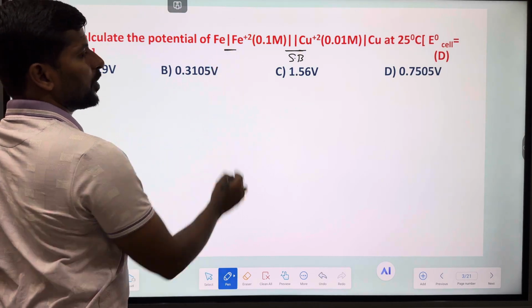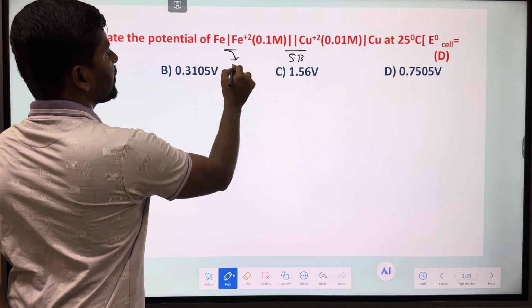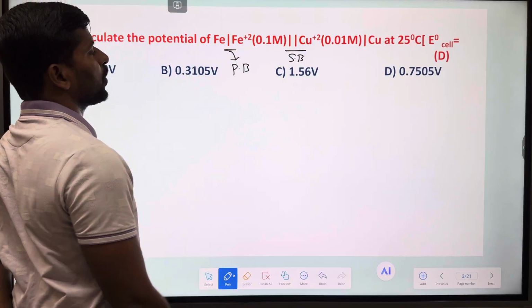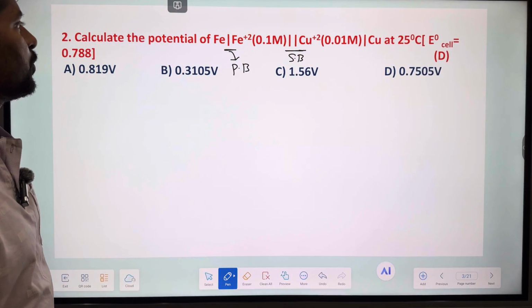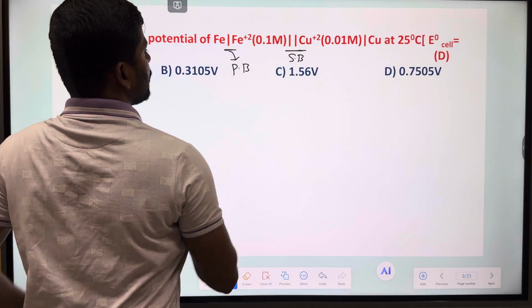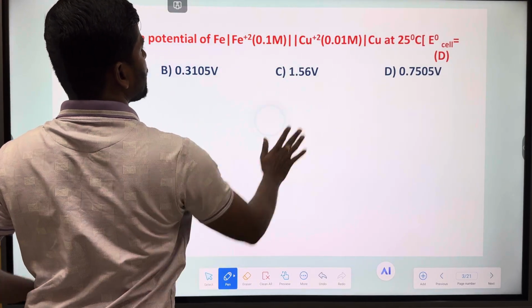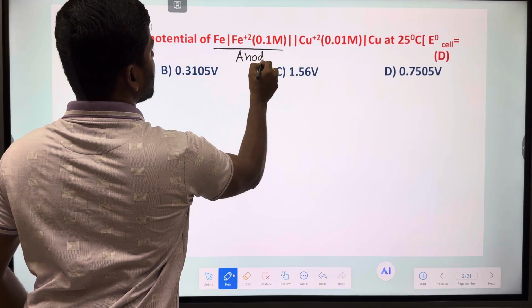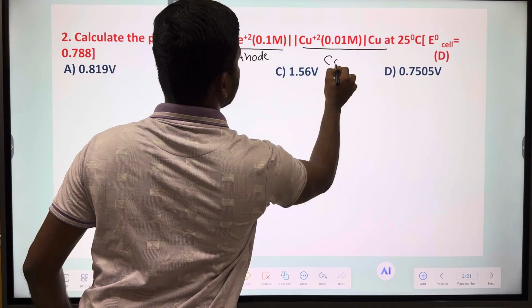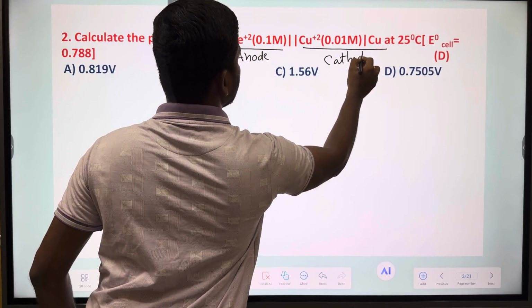This single vertical line represents what? The phase boundary that exists between the electrode and the electrolyte solution. Now we know that on the left side of the salt bridge we have the anode representation, and on the right side of the salt bridge we have the cathode representation. So here, what is anode and what is cathode?